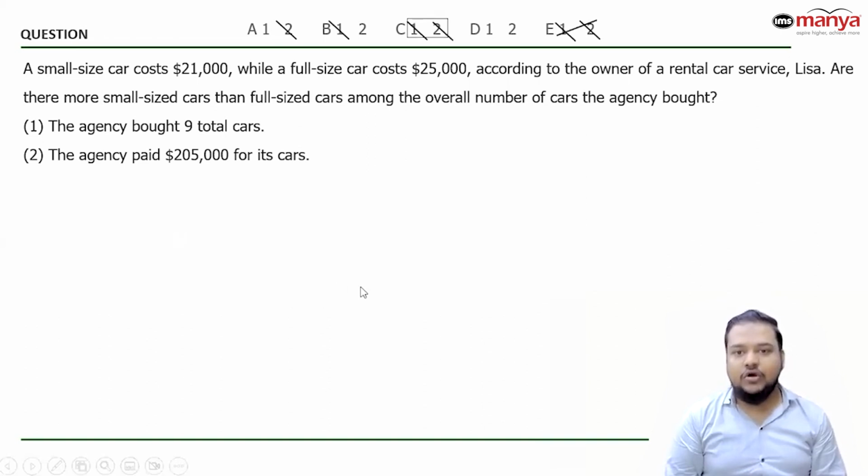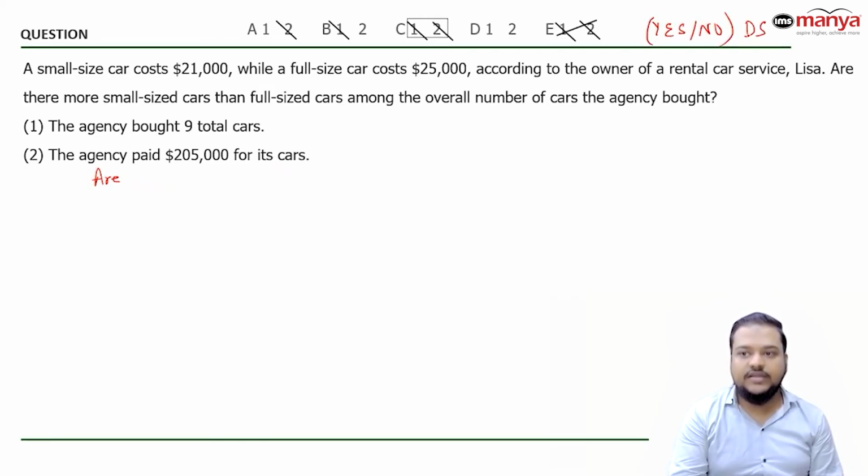A small size car costs $21,000. A full size car costs $25,000 as per the owner. Are there more small size cars than full size cars among the overall number of cars the agency bought? My first point is that the question is a yes or no style question, a very important category in GMAT, guys. They're asking: is the number of small size cars greater than the number of full-sized cars? This is a yes-no DS question.